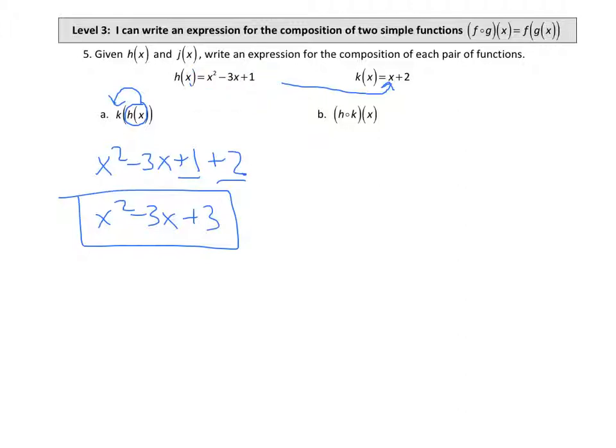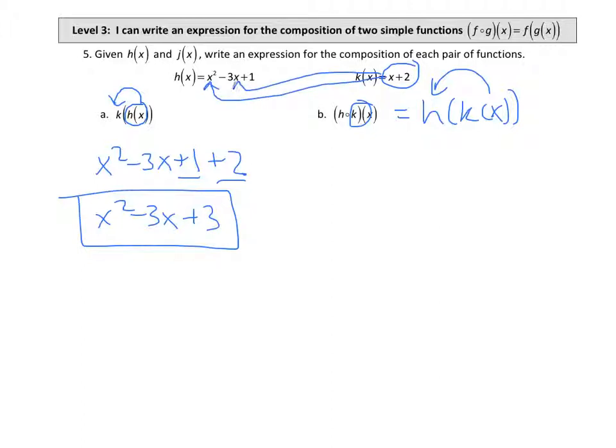In the next example, we are plugging k of x into h of x. So this means the same as h of k of x. So your inside function is what gets plugged into your outside function. So I'm taking this expression x plus 2, and I have to plug it in for all the x's in h of x. So I actually have to plug it in two places.